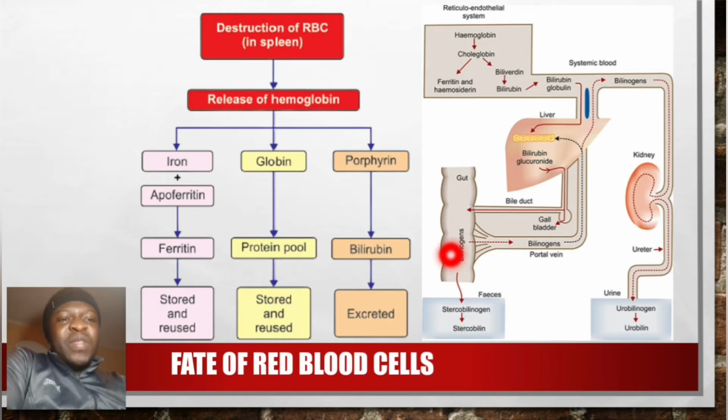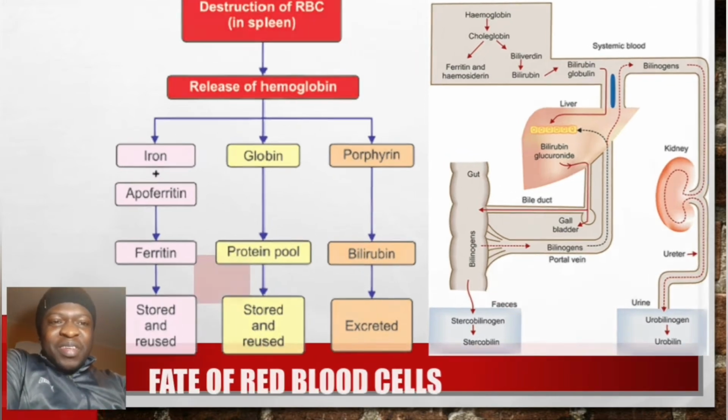There's another pathway where this bilirubin is cycled back to the liver. It's called enterohepatic circulation. So that's the first pathway, into the stools. Then the other pathway is this bilinogen will go to the kidney and will be converted to urobilinogen and then urobilin, giving the urine its specific color. We'll talk about that in another video.